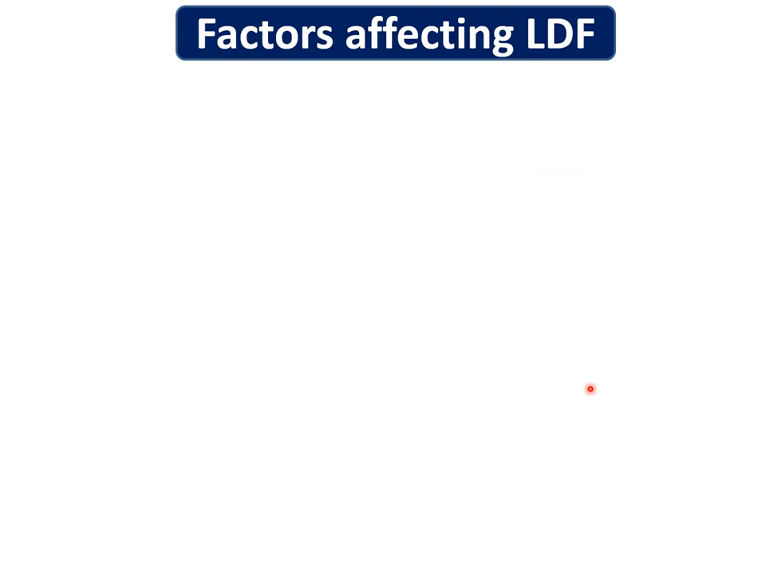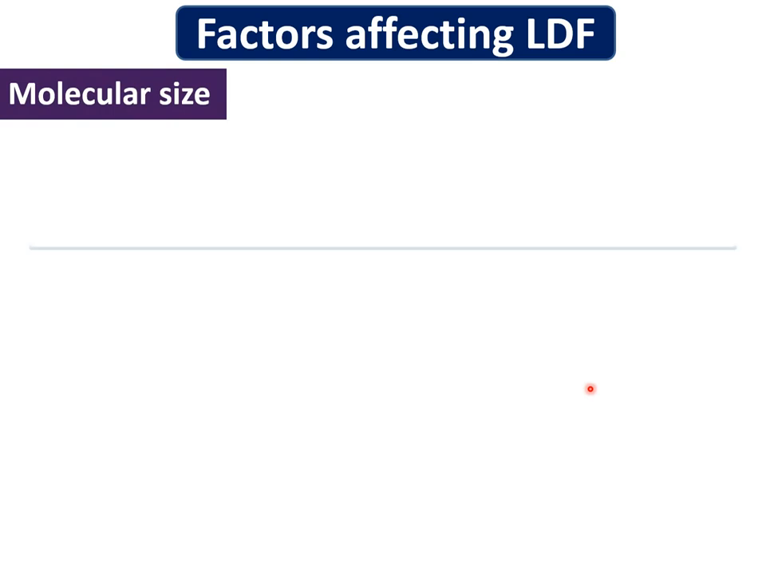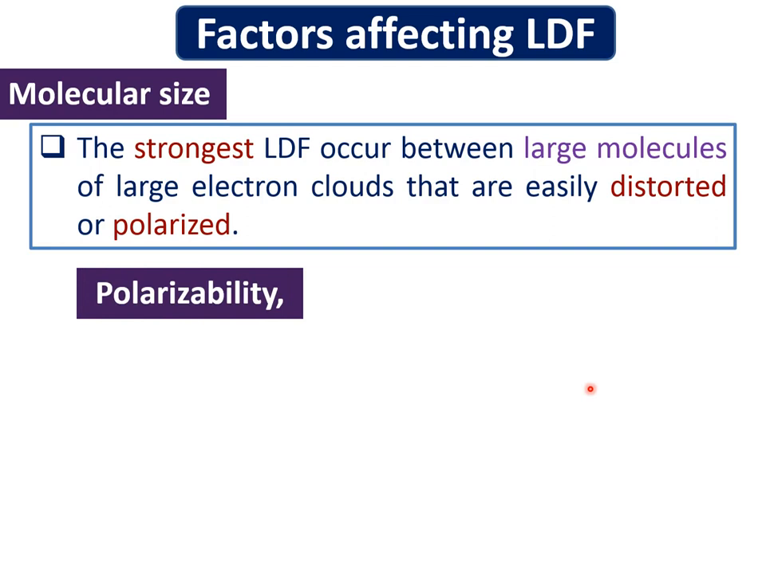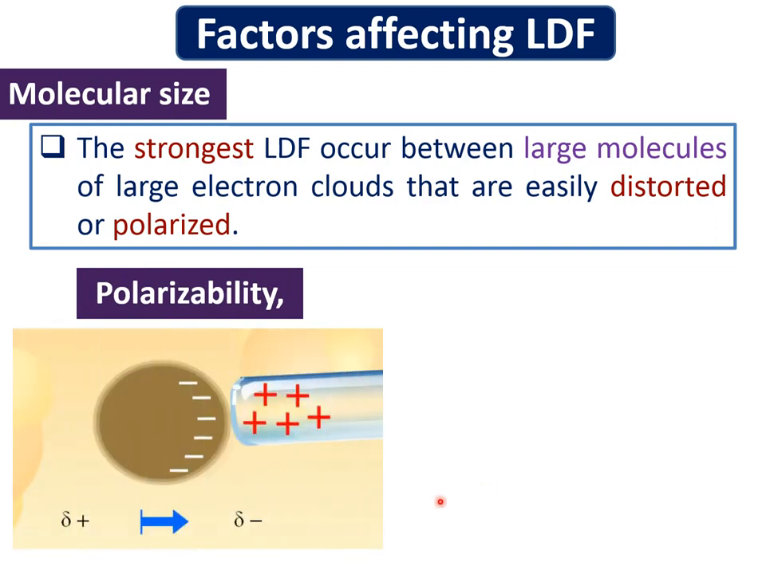The factors affecting London dispersion forces: actually, the molecular size. When the size increases, the opportunity for having London dispersion forces also increases. Also, the polarizability is the ability of the molecule to be polarized. If you put the atoms in an electric field or something like this, it may enhance the degree of polarization of the atoms.